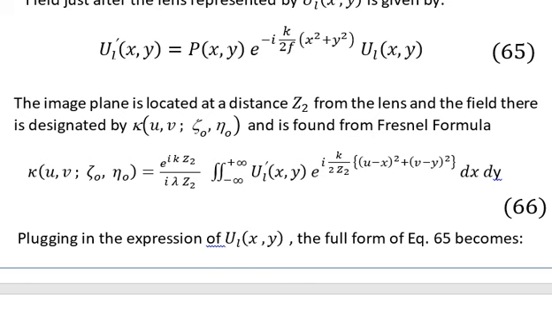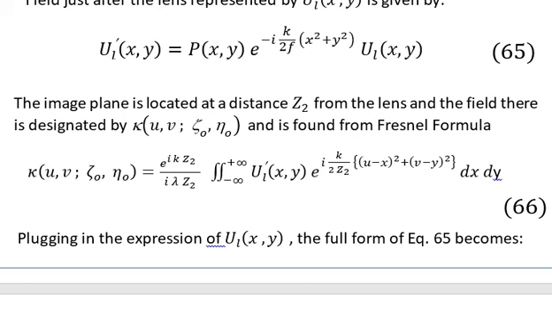So you see that you can have the field at the image plane, which is kappa of u comma v semicolon zeta naught and eta naught, and on the right hand side we have applied the Fresnel diffraction formula, and you know that in the integral we have ul prime, which was the field just after the lens, and now due to this formula this field will propagate to the image plane, which is located at the coordinates u comma v.